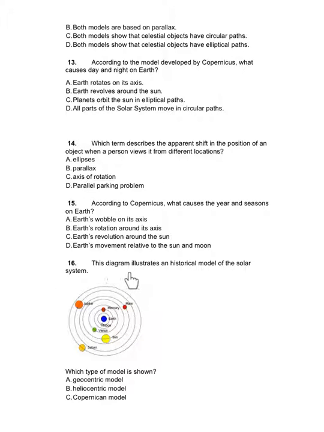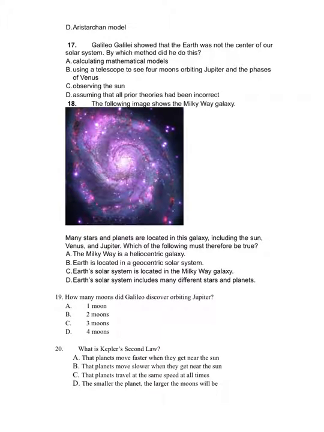Number 16. This diagram illustrates a historical model of the solar system. Which type of model is shown? A. Geocentric model. B. Heliocentric model. C. Copernican model. D. Aristarchan model.